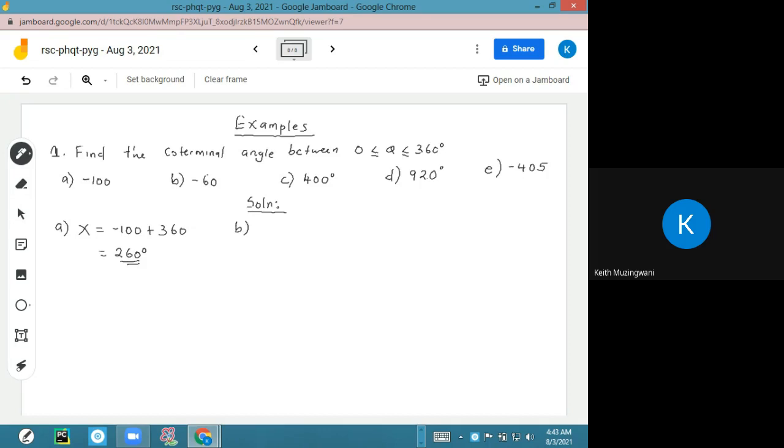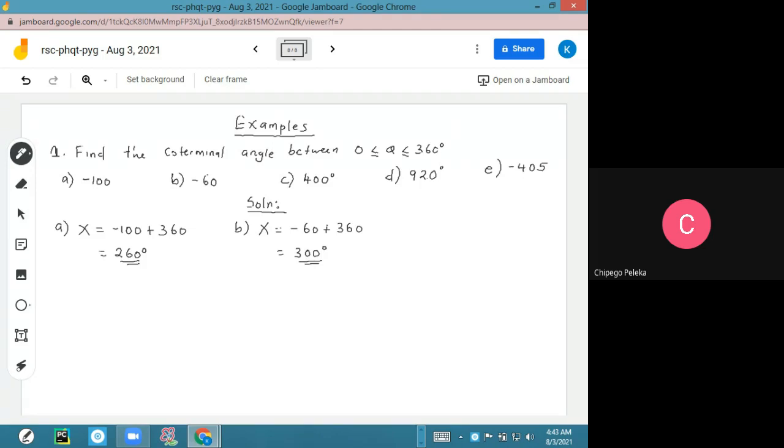B, x will be -60 plus 360. So we'll get 300 degrees as our coterminal.